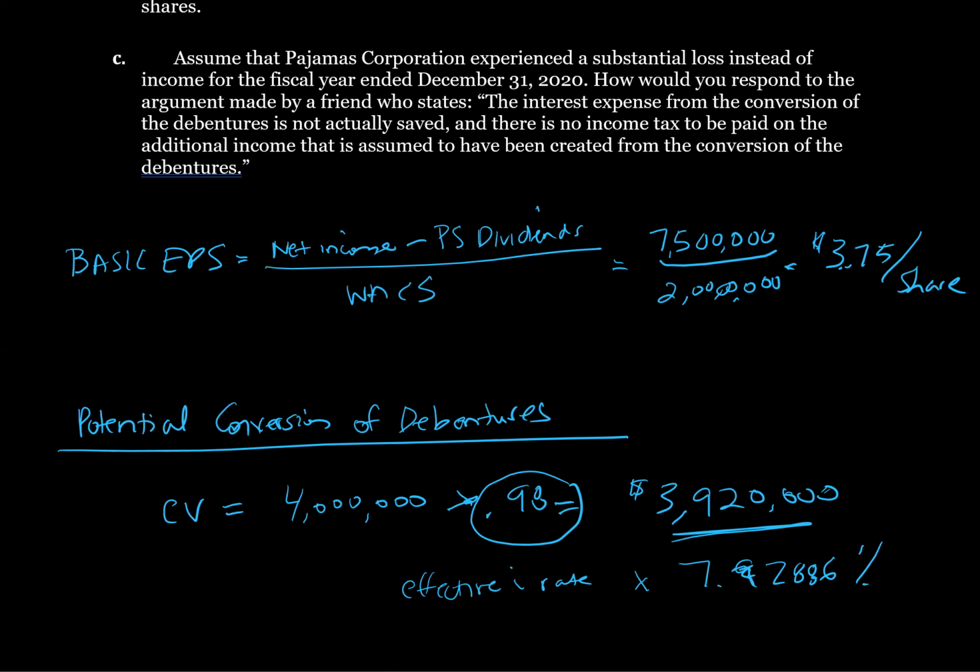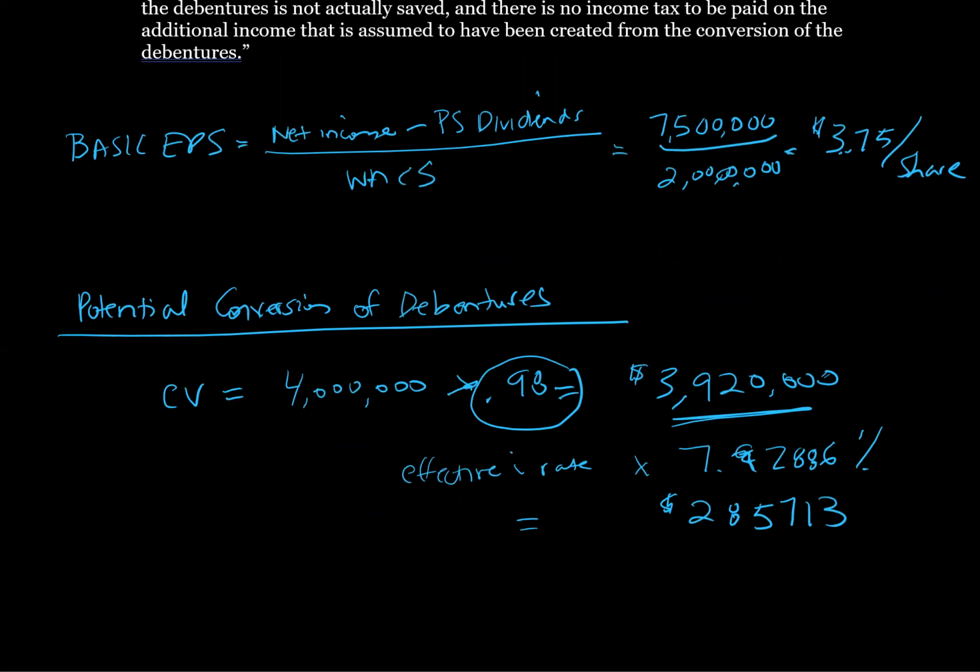7.2886%. And that is going to give us 285,713. Now, is that enough? Is this the impact on our income statement? 285,713. We need to remember one additional thing. We're changing net income here. Net income is after tax. So we need to take into account the tax effect.